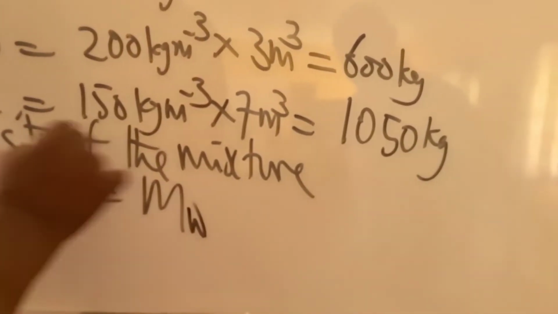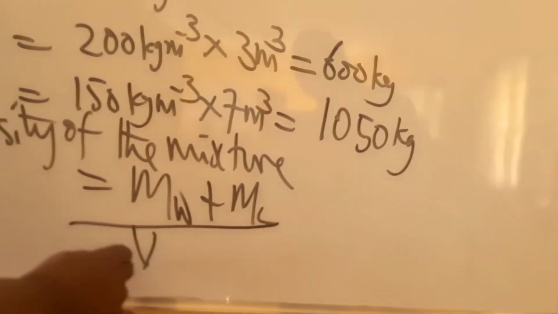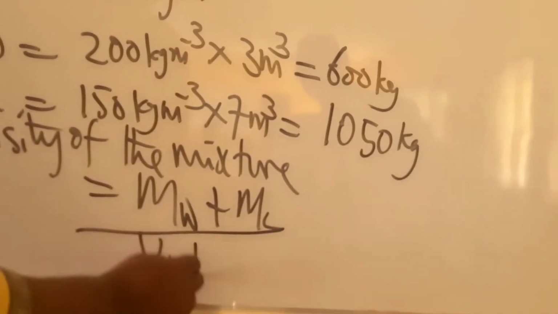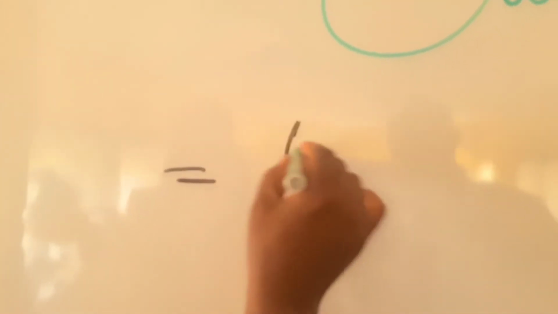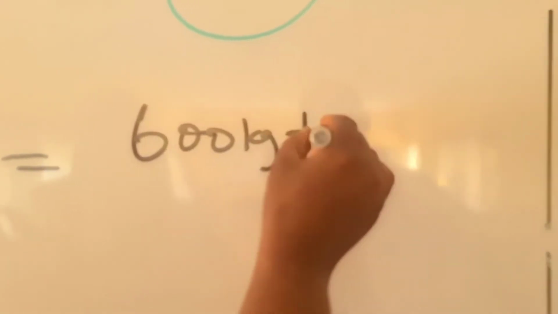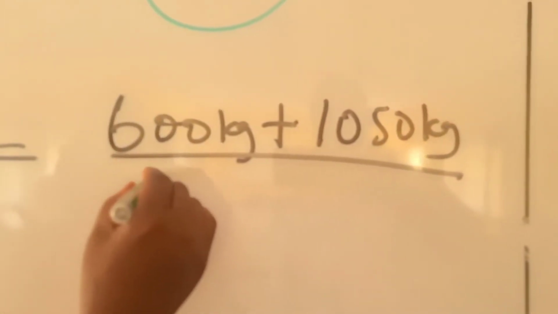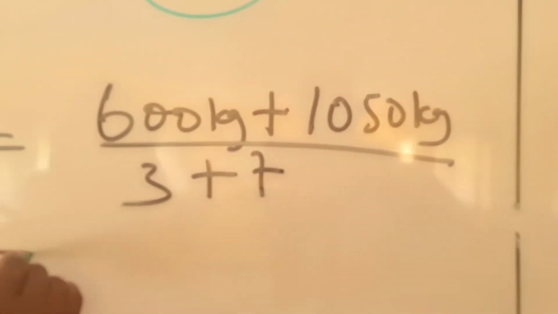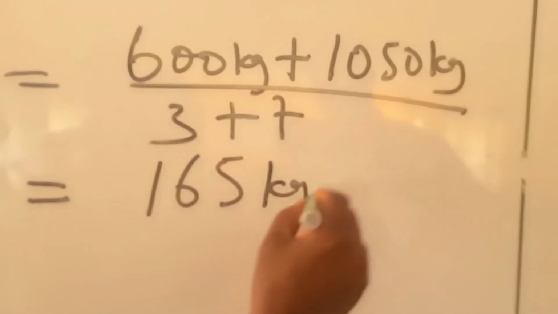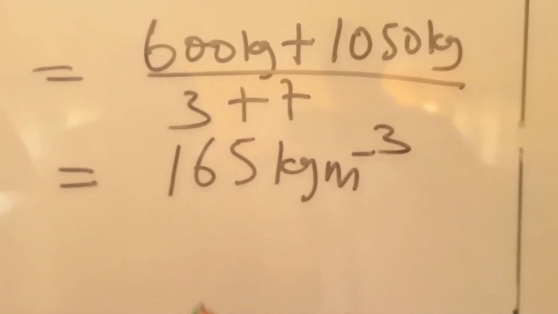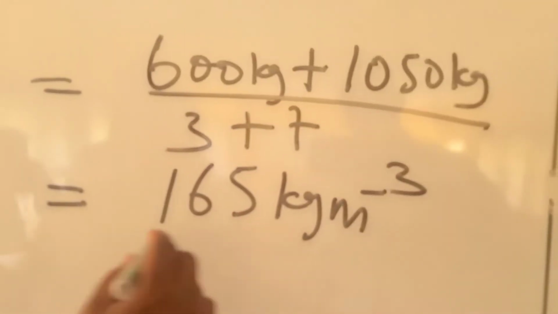So, mass of W plus mass of the liquid L, all over the volume of the liquid W plus the volume of the liquid L. It will also be equal to 600 kilogram plus 1050 kilogram, all over 3 plus 7, and this will give us 165 kilogram per cubic meter, and that is our answer. So the correct option is option B.